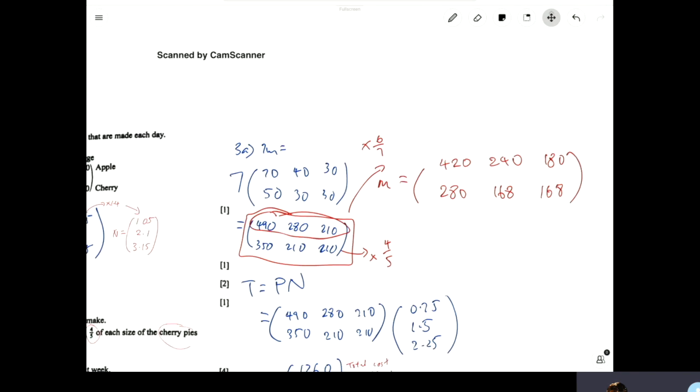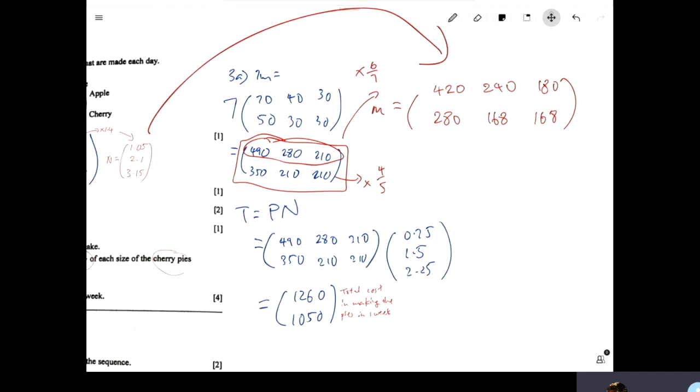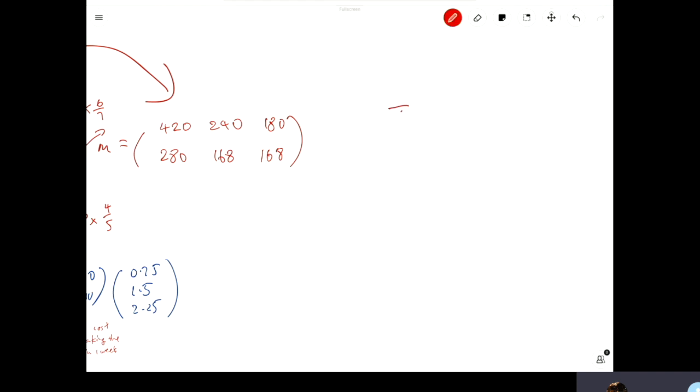Because this one got a times here. Is this okay? Yeah. So let's do the multiplication now. We're gonna multiply 1.05 to 2.1. Okay, I'm gonna find a new space. So basically, I'm trying to find the new total t using red. So t now equals to 420, 280.